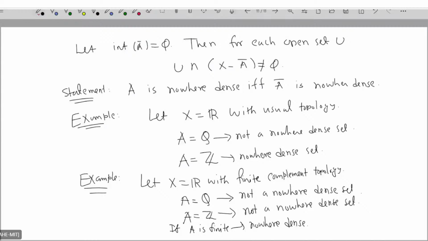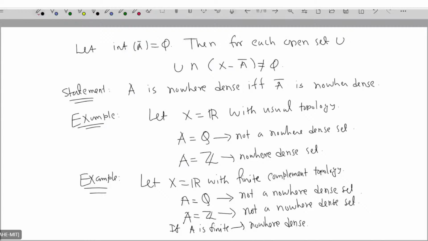If a set is not nowhere dense, does it mean that the set is a dense set? No, it's also not true, because the closure of Q is not the whole of R. So be very careful. Not nowhere dense does not mean that it is a dense set. It's a different thing. But if you know a set is nowhere dense, then obviously the complement of its closure is a dense set. Okay, so be very careful.